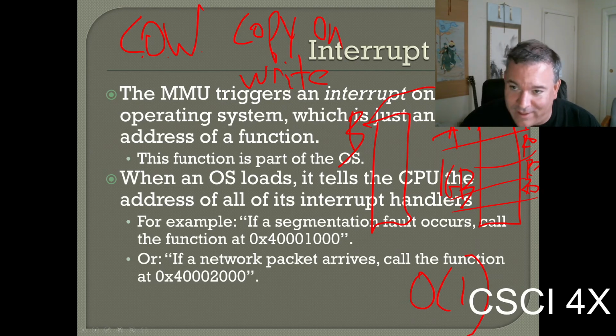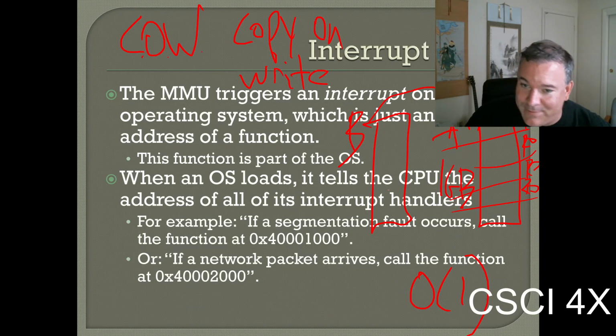Because what are the odds you're actually going to change the entire thing? Not great, right? Maybe you're just going to change a couple of the elements. So what happens is that if B tries writing a 5 in here when there was a 0 there before, then it does the copy.